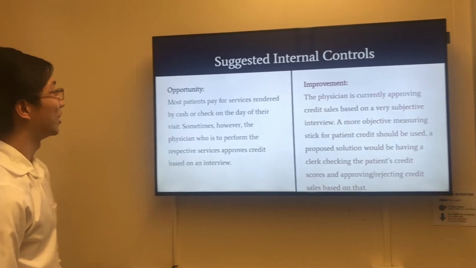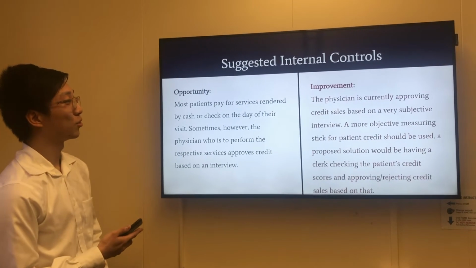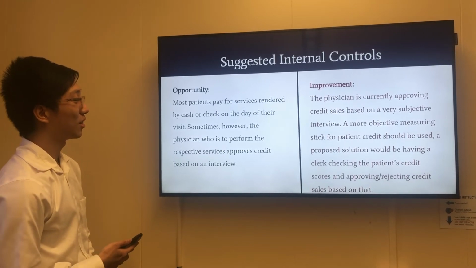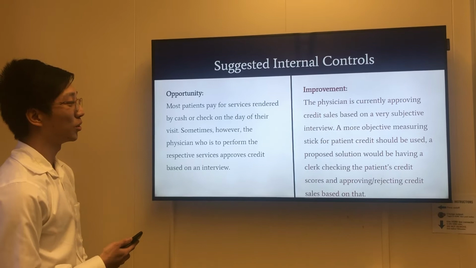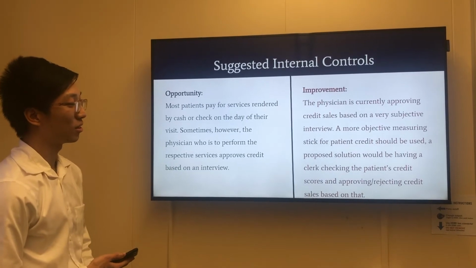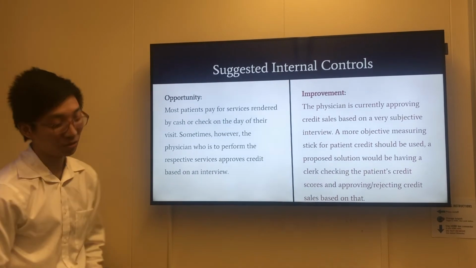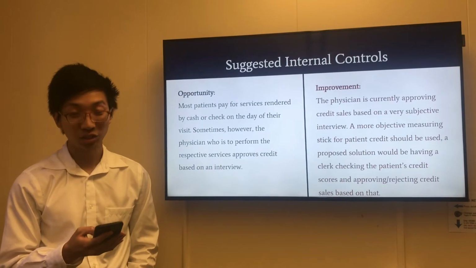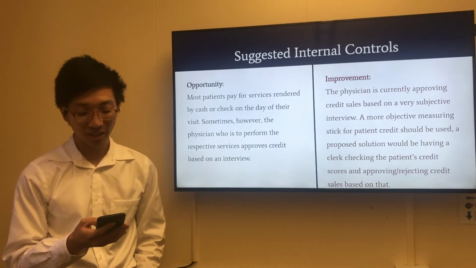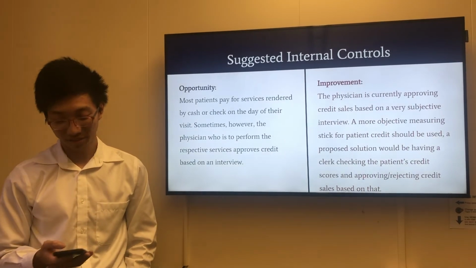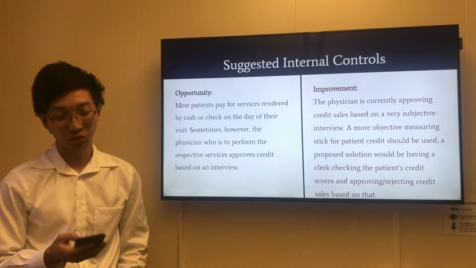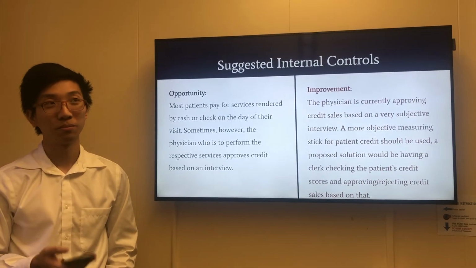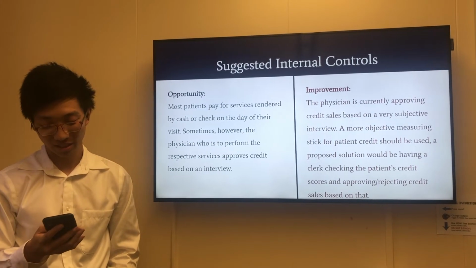So one opportunity is when most patients pay for services rendered by cash or check on the day of their visit. Sometimes, however, the physician who is to perform the respective services approves credit based on the interview. So an improvement would be where the physician is approving the credit sales. We find that the interview can be very subjective. A more objective measuring option would be where the clerk checks the patient's credit scores and the pending credit sales.